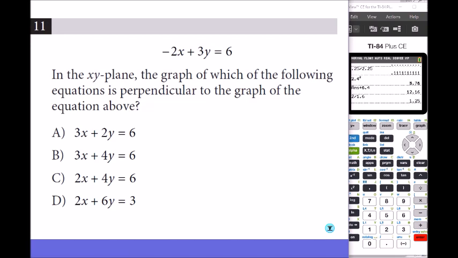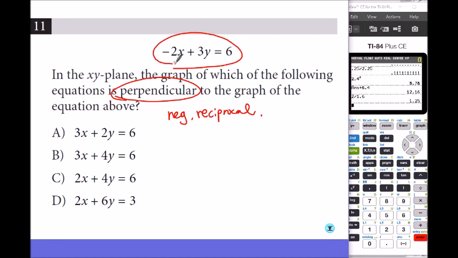Number 11. In the xy plane, the graph of the following equation is perpendicular to the graph of the equation below. So which graph is perpendicular, meaning it has a negative reciprocal slope, right? So first find the slope of this line. So let me move x to the other side. So 3y equals 2x plus 6, divided by 3, 3. So you get y equals 2x over 3 plus 2. So this is your slope.